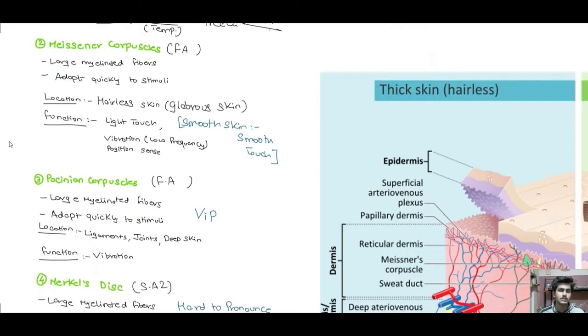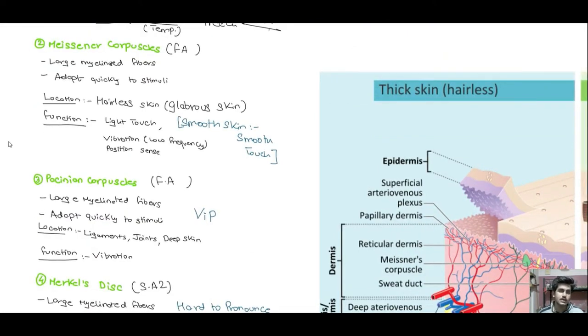Then we have the Meissner's corpuscle. So the Meissner's corpuscles are the fast-acting receptors, which are highly myelinated fibers and adapt quickly to the stimuli. And they are present in the hairless region, which is also known as the glabrous region. And the function of it is to detect light touch, vibrations of low frequency, and the sensation of position. So the function of the Meissner's corpuscle can be remembered thus: since it is present on the smooth skin that is devoid of hairs, it is involved in the detection of smooth touch or fine touch, that is the light touch.